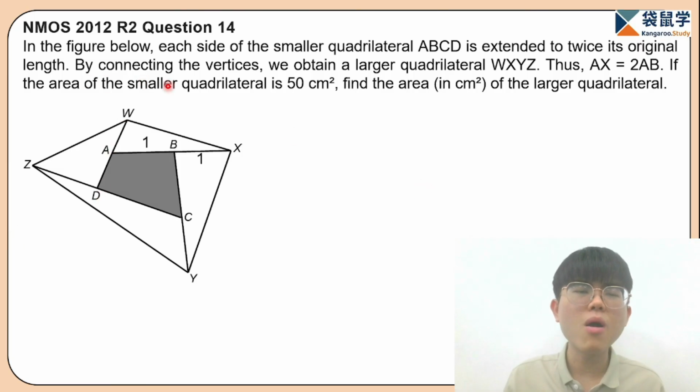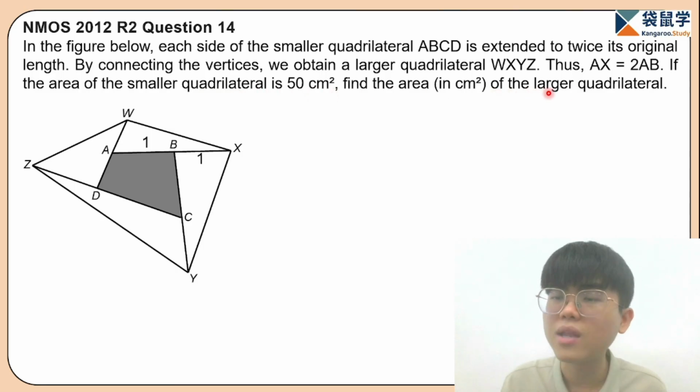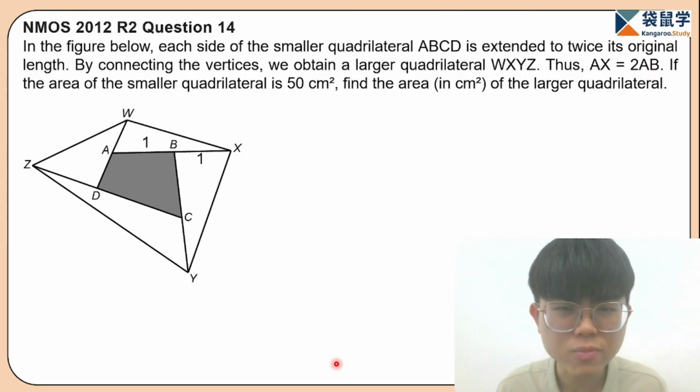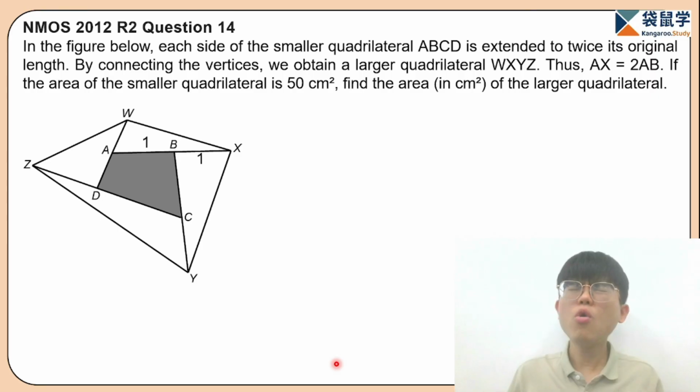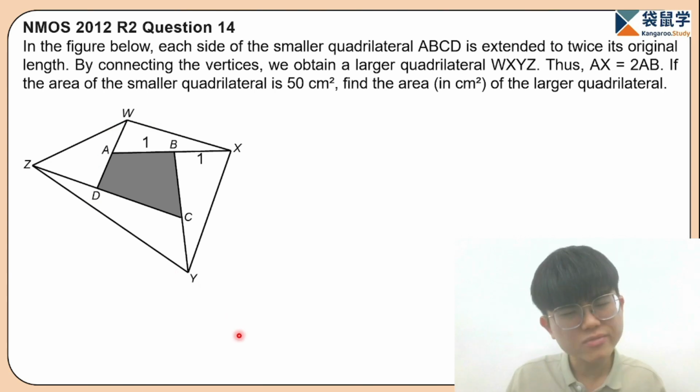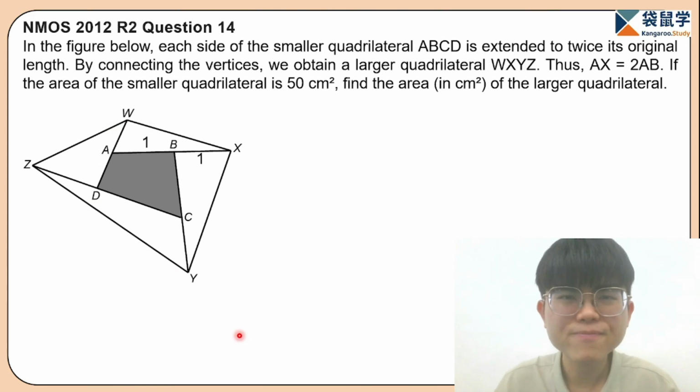If the area of the smaller quadrilateral is 50 cm squared, we are asked to find the area of the larger quadrilateral. So everyone, how do we solve this question? You can see that in this question, we are given the area of this quadrilateral. We need to find out the area of the remaining triangles right here. But how do we do that?